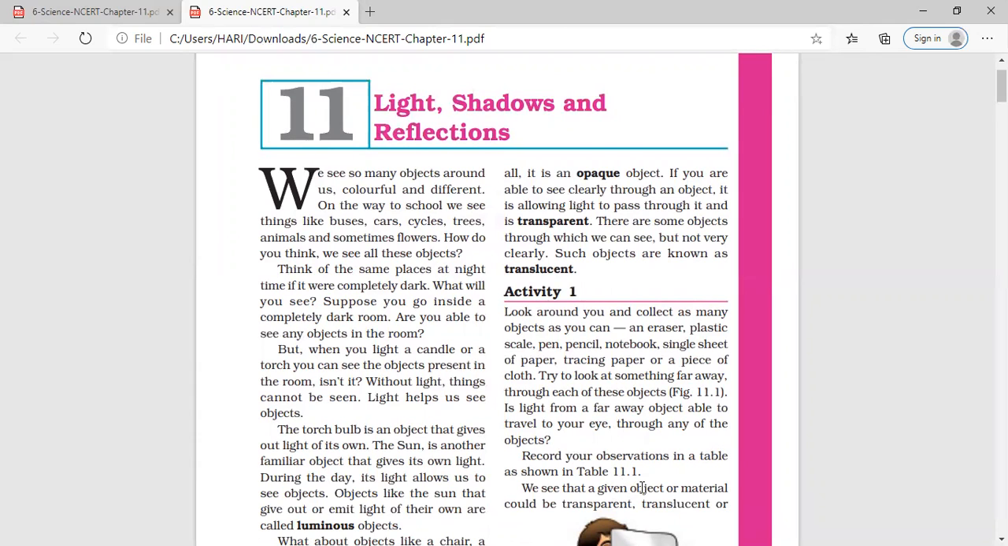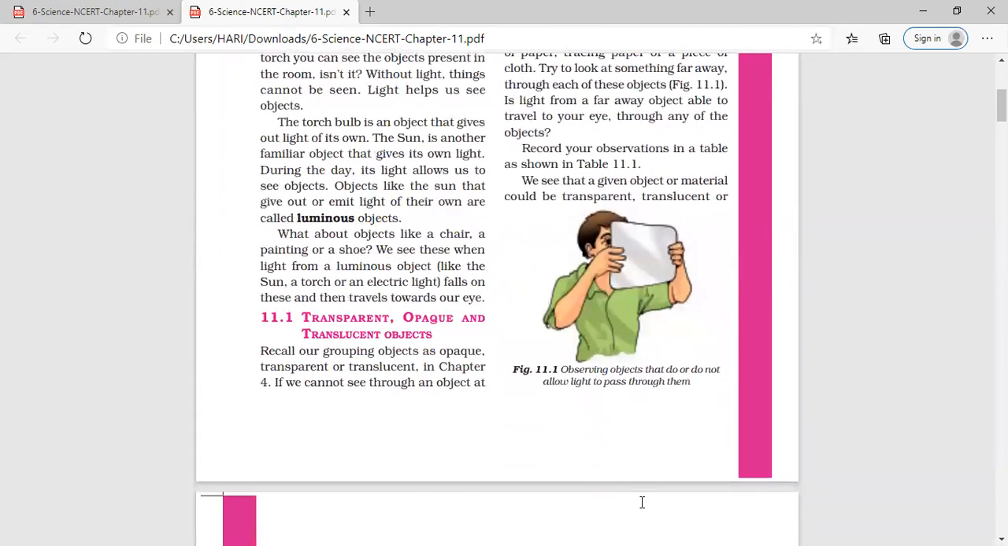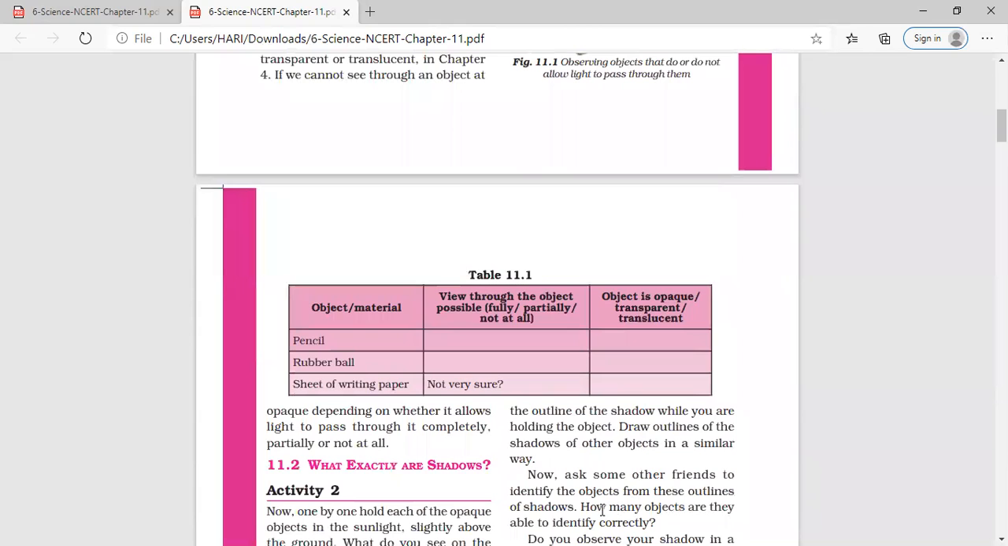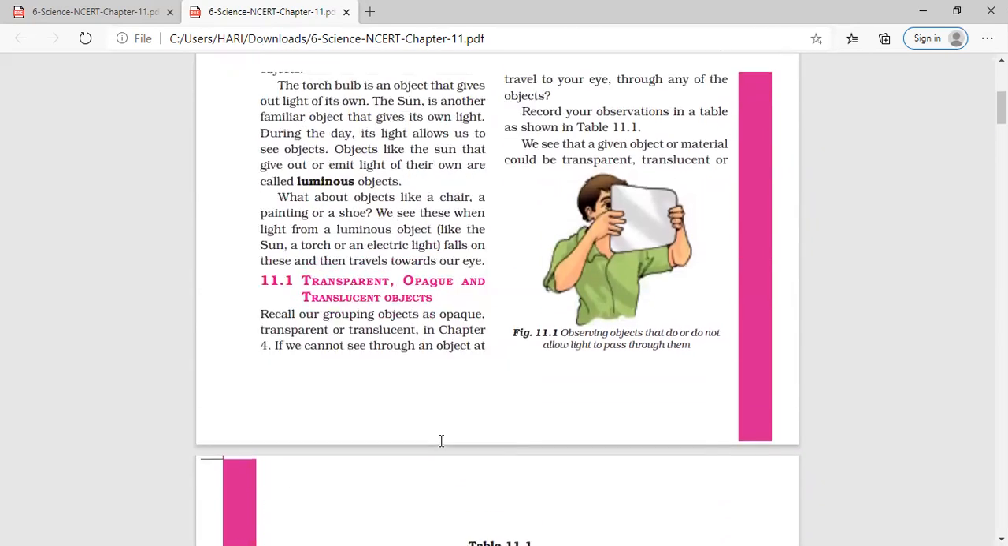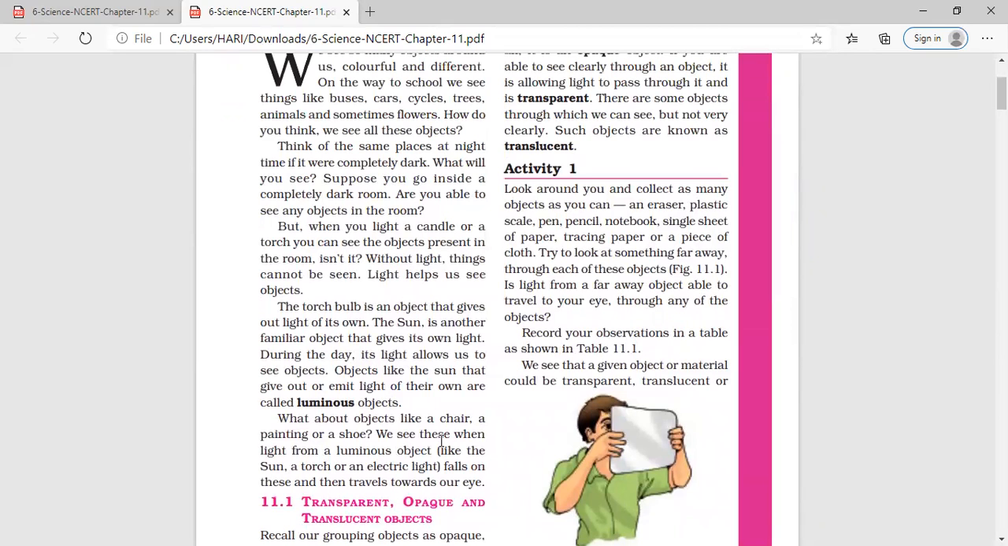We see that the given object or material could be transparent, translucent, or opaque depending on whether it allows the light to pass through it completely, partially, or not at all. This is the activity given to you. You collect some objects from your surroundings like an eraser, plastic scale, pen, pencil, notebook, single sheet of paper, tracing paper, a piece of cloth, etc., and try to see objects through them. On the basis of that, you can classify the objects as either transparent, translucent, or opaque.